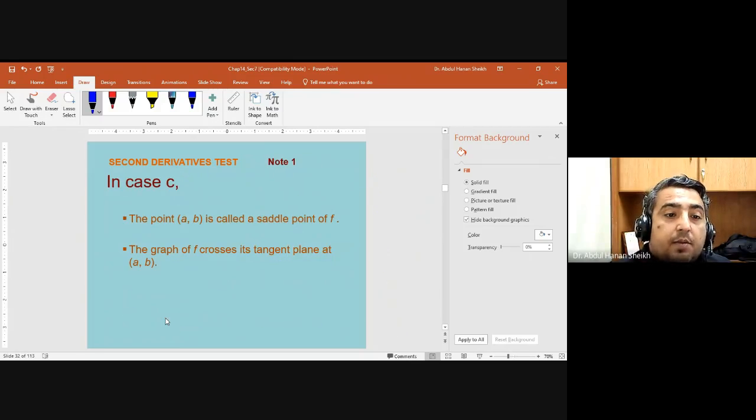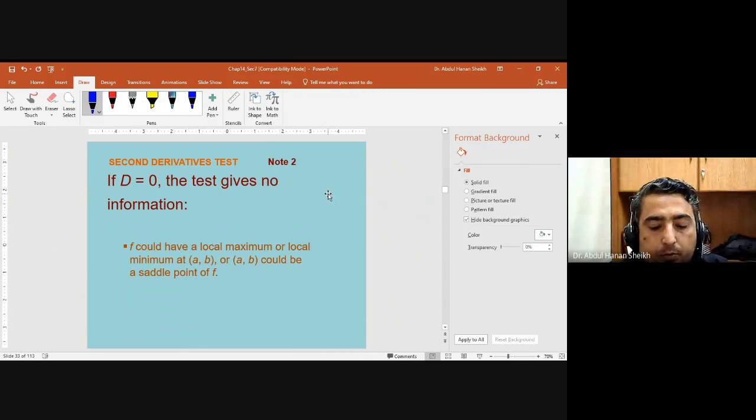In case of C, the third point, this is called a saddle point, which you saw in the previous example. That is a critical point but not a maximum or a minimum. The graph of f crosses its tangent plane there, so this is some geometrical information. So we have two cases, D positive and D negative, and if D is 0, this is the limitation of the test. Our test doesn't give us any information, and in that case f could have a local maximum, local minimum, or anything. So basically the test fails at this point.